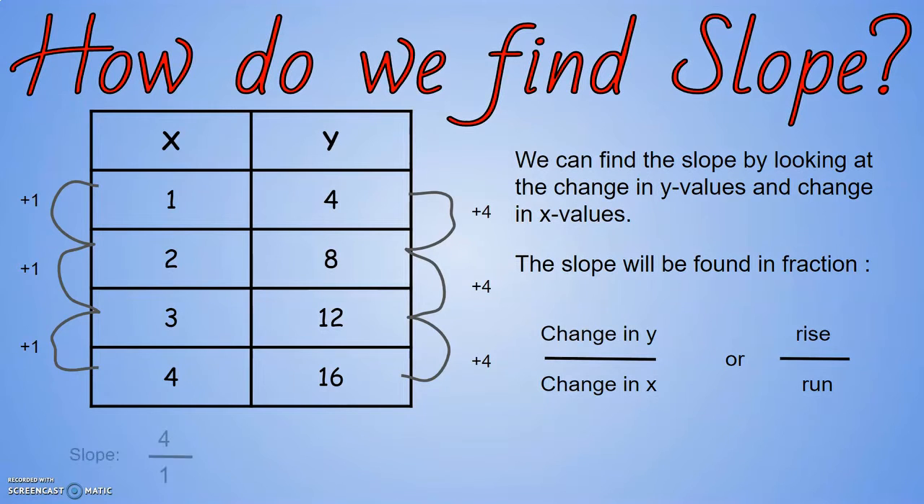So, we take the change in y, which is positive 4, and we put it over the change in x, which is positive 1. So if we look at it as y is equal to mx, m is going to be that slope, we see that is going to be y = 4x, because 4 over 1 is also equal to 4.